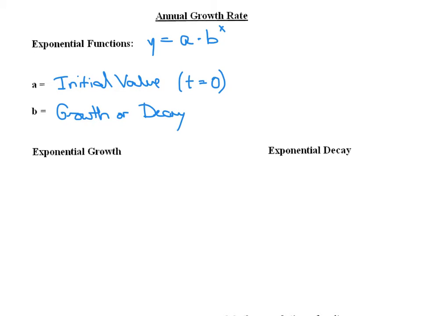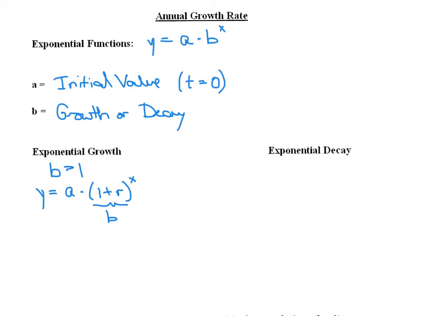If I have exponential growth, then of course my b value will be greater than 1. Remember then that my equation, y equals a times b, remember we replaced b with 1 plus r to the x power. So the b value is this value right here, the 1 plus r.